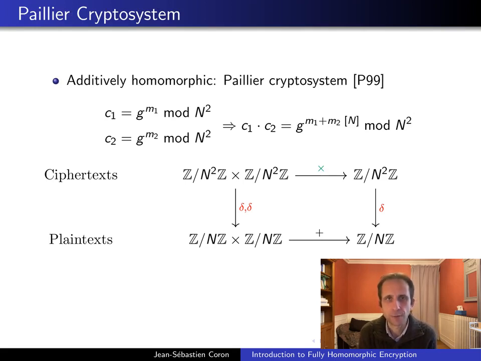There also exist other cryptosystems which are homomorphic for the addition. For example, the Paillier cryptosystem: if we have C1, which is g^M1 times r1^n modulo n squared, and C2 equals g^M2 times r2^n modulo n squared, when we multiply the two ciphertexts C1 and C2, we obtain an encryption of M1 plus M2 modulo n. So by multiplying the two ciphertexts, we are computing the sum of the two plaintexts M1 and M2. We have a similar commutative diagram in which we also multiply the two ciphertexts modulo n squared, but on the plaintext side, this corresponds to an addition of the plaintexts, and of course in both cases we obtain the same result.